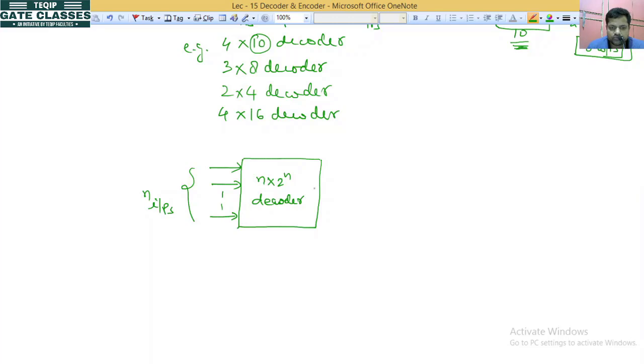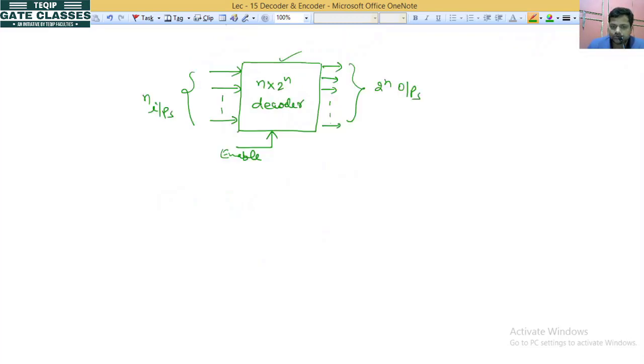So if we have n inputs here, how many outputs will be here? It will be a maximum of 2 to the power n outputs. Sometimes one enable input is given here. What is the job of this enable input? It will activate or deactivate this circuit. Enable inputs are responsible to activate or deactivate the combinational circuit. So first we go for the enable input. Our next concept is enable input.